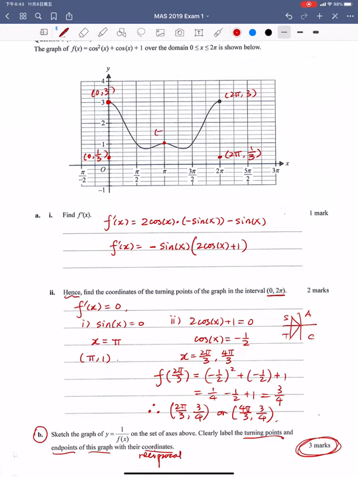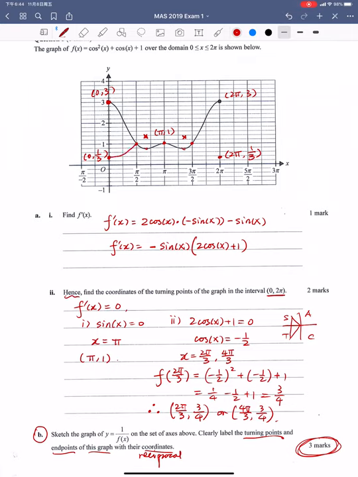And this one is (pi, 1). The reciprocal of 1 is still 1. I notice at x equals half pi, y equals 1. After reciprocal, it should be the same point. Now, with these two, we have (2 pi on 3, 3 on 4) and (4 pi on 3, 3 on 4). So taking the reciprocals will give us (2 pi on 3, 4 on 3). 4 on 3 is 1.333 recurring. So the actual point should be here and here.